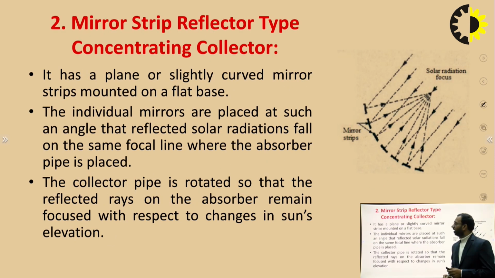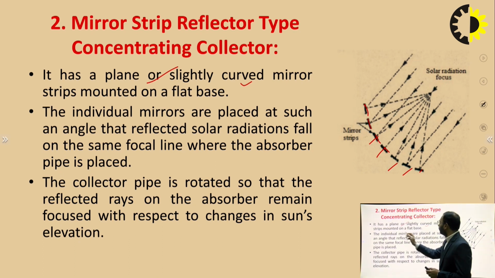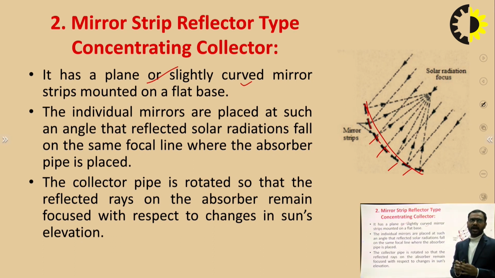Then second is a mirror strip reflector type concentrating collector. Basically it has plane or slightly curved mirror strips mounted on a flat base. This is the base and this is the mirror strip. The individual mirrors are placed at such an angle that reflected solar radiation falls on the same focal line where the absorber pipe is placed.